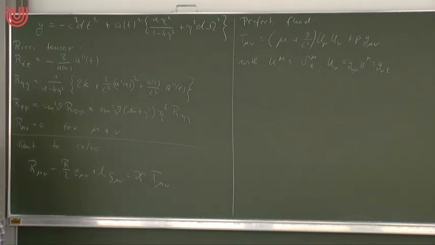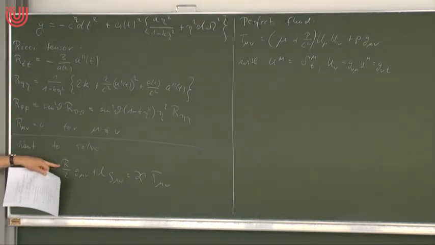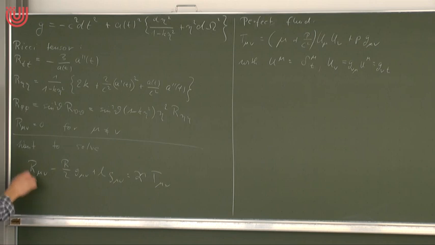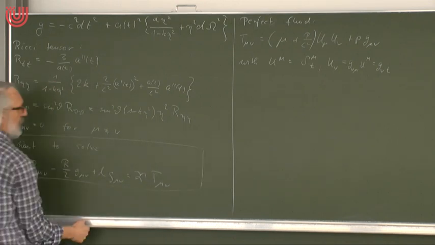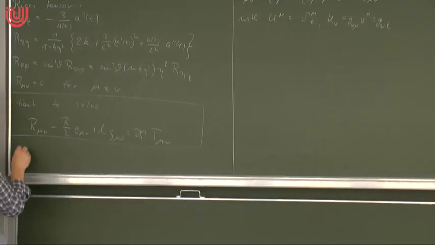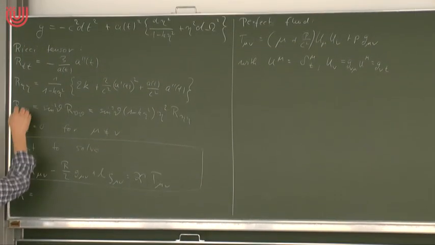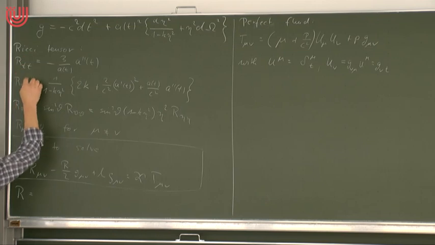We also need the Ricci scalar. So I've written the components. Here I need the Ricci scalar, right? I also have to calculate this. So actually this should have been written here. So let me try to squeeze it here. Oops. The Ricci scalar. So this is calculated from these components, right?